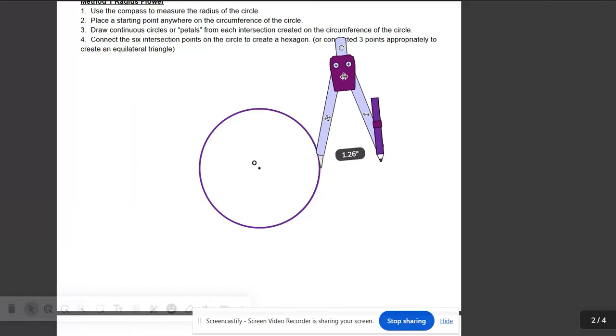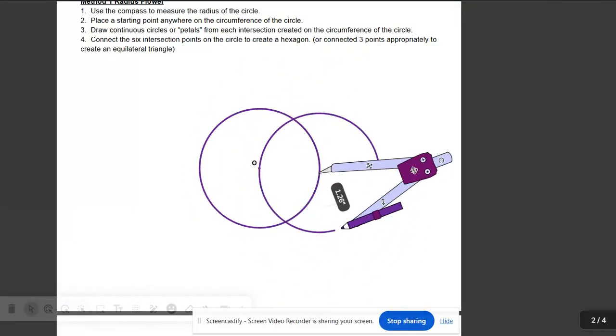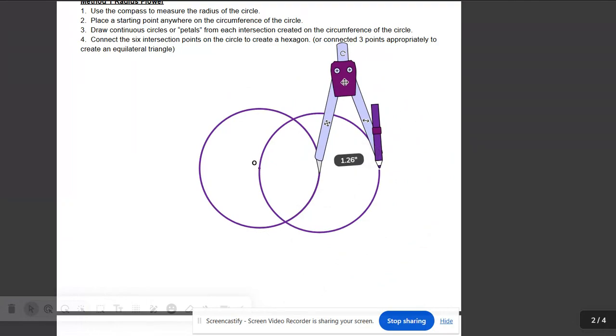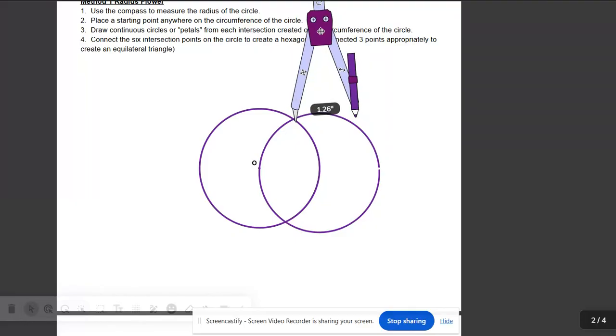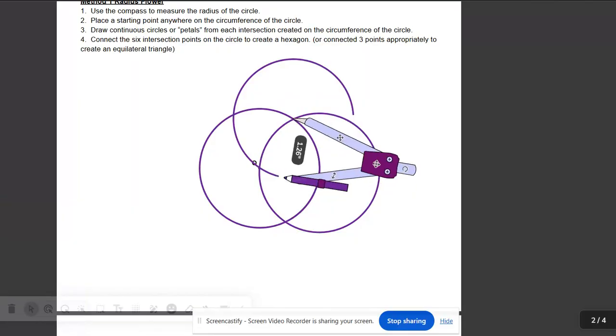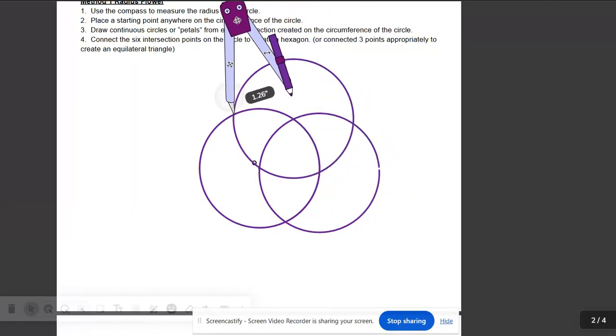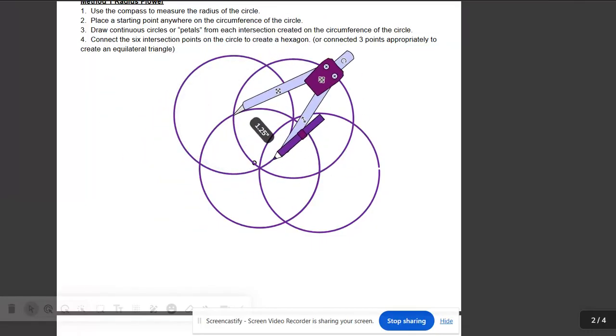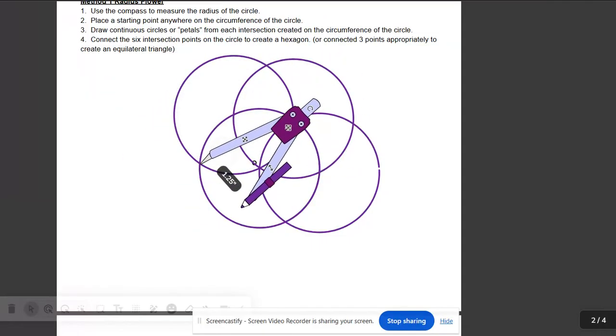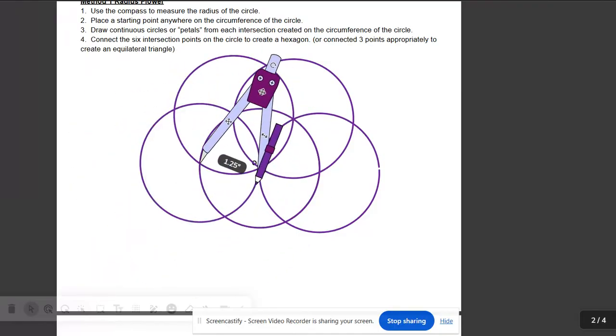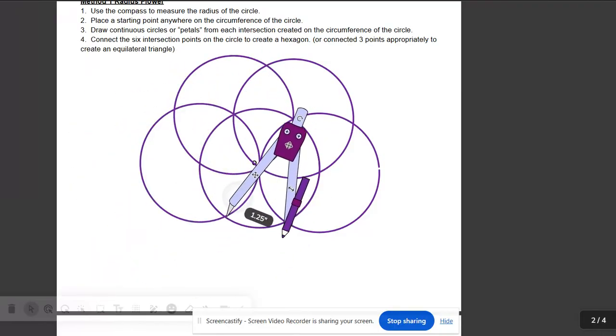So now I can place that at any point I want on the circle. And I'm just going to start drawing more circles. All right, and I have my first one. I can go to my next intersection point. I can draw my next one. Notice it's going through the center because these are just radius lines. And I can keep drawing circles. You can start to see why it's called a flower.